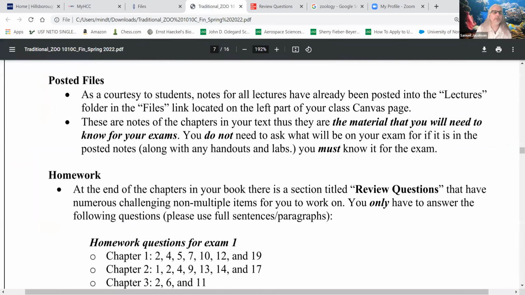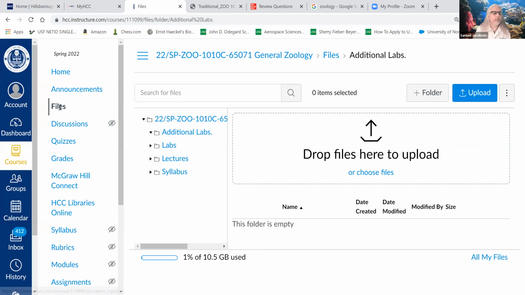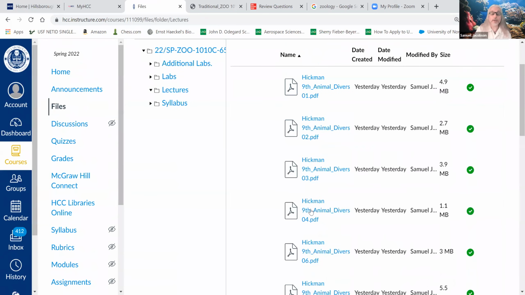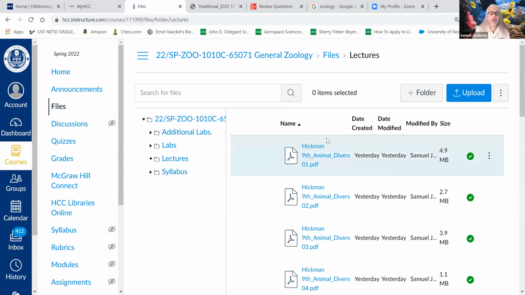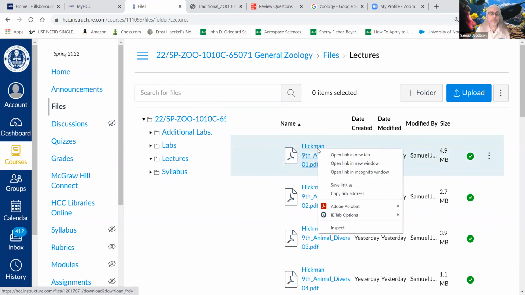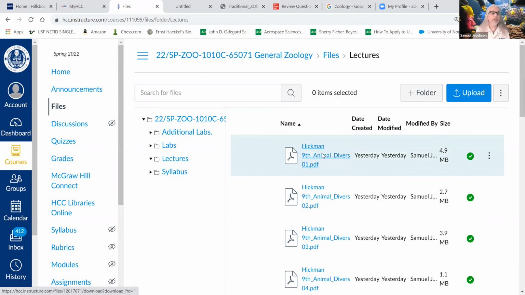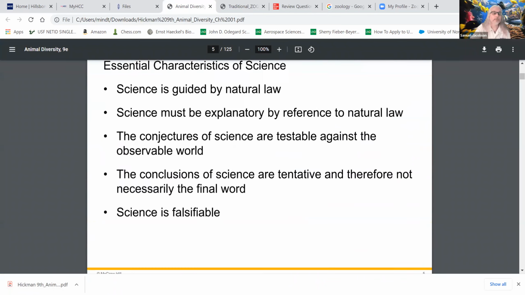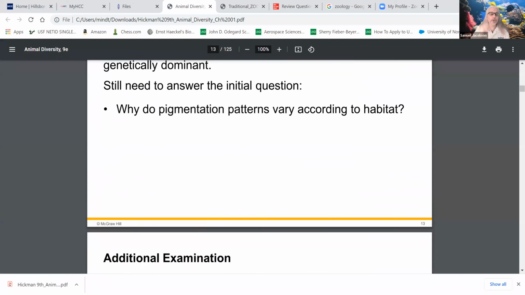All right, posted files. So back in the files again, I have lectures that are here. There you go. So there's your lectures. All your chapters are here, every single one. So whether you're getting the ebook or the physical book, this supplements that. What I recommend is read the text, so read the chapter, then come here and focus on the PowerPoint notes. If it's in these PowerPoint notes, you need to know it for the exam.